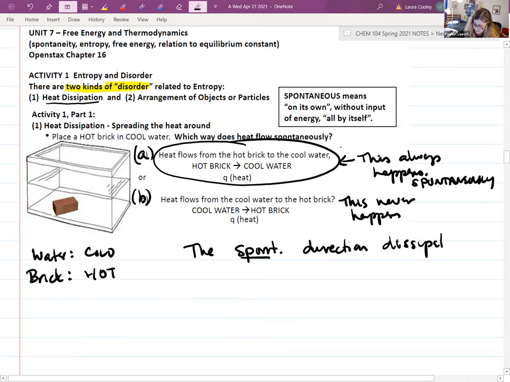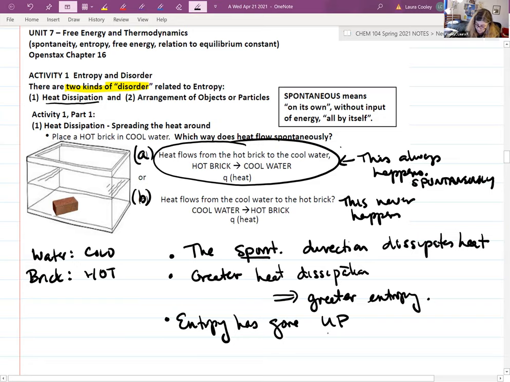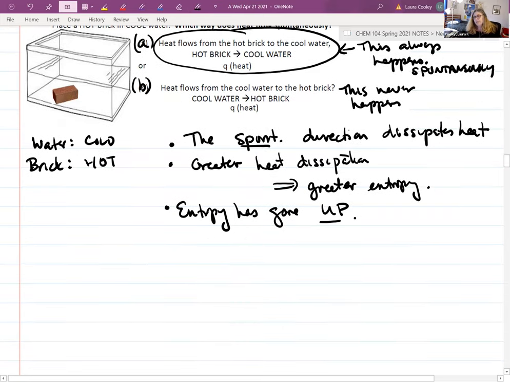dissipates heat, okay? Greater, because we know that heat dissipation is one of the forms of entropy. So greater heat dissipation means greater entropy. So in this example, when we have heat dissipation happening, entropy has gone up, because we dissipated heat. So that's the first example, all right.